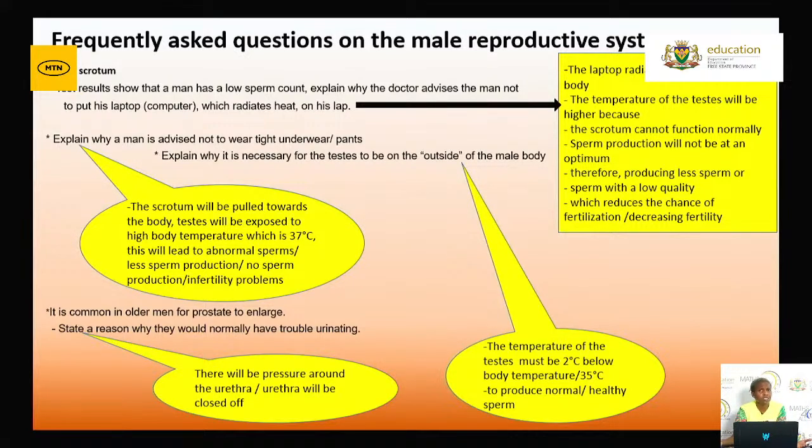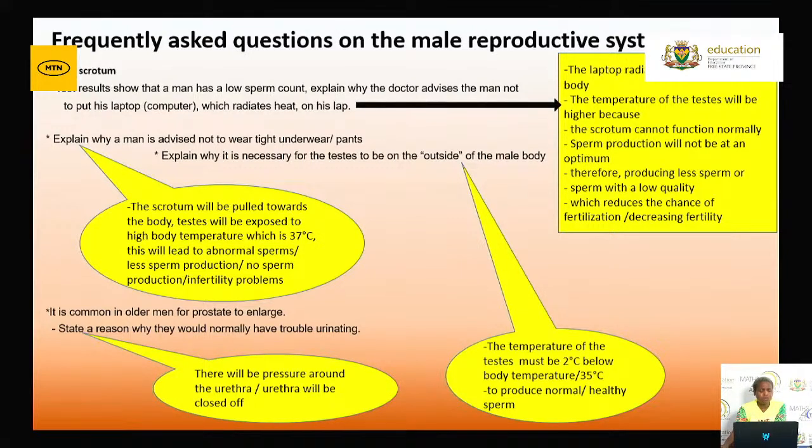closed off. And then you still remember that the function of the urethra is to transport what? The urine, together with the semen. And now if the prostate is enlarged, there will be that pressure built up on the urethra.